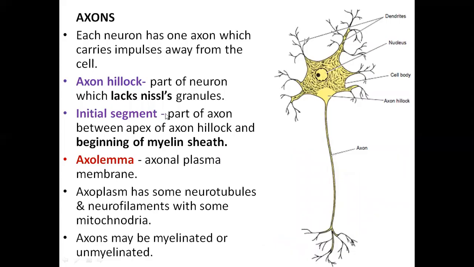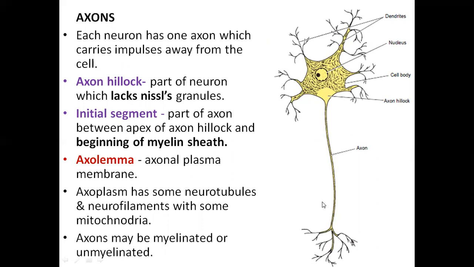Now let us discuss the axon. Each neuron has only one axon, which carries impulses away from the cell, that means from the presynaptic neuron to the postsynaptic neuron. The axon hillock is a part of the neuron which does not show any Nissl granules. The initial segment is the part of the axon between the apex of the axon hillock and the beginning of the myelin sheath. Axolemma is the axonal plasma membrane. Axoplasm is the cytoplasm within the axon, which has neurotubules, neurofilaments and some mitochondria.